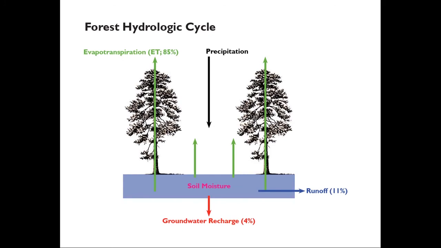So just a brief overview of what the hydrologic cycle looks like in these forests. It's dominated by evapotranspiration. About 85% of the precipitation that comes in is lost back to the atmosphere through ET. But it's these components of groundwater recharge and runoff that we're really interested in as the components that are sort of water that's available for people to use. And it's actually a very small portion of the overall precipitation the forests are receiving.